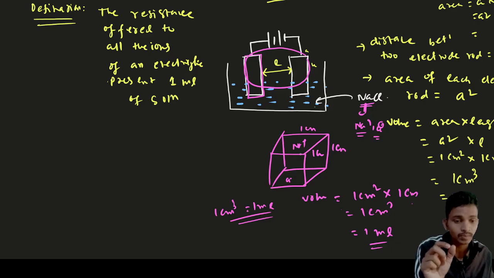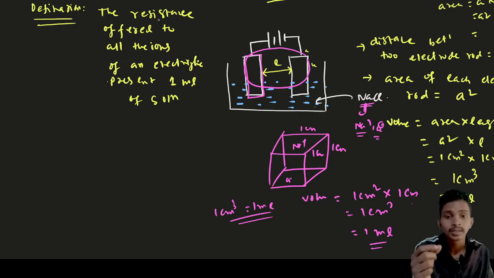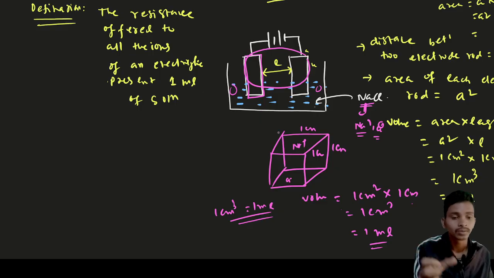So within this 1 milliliter volume, how much resistance is offered to the ions of the electrolyte, that is called the specific resistance. We are not considering this area, we are considering only within this area. So within 1 milliliter of volume, how much resistance is offered to the ions of the electrolyte, Na plus and Cl minus, for this NaCl electrolyte, that is called the specific resistance.